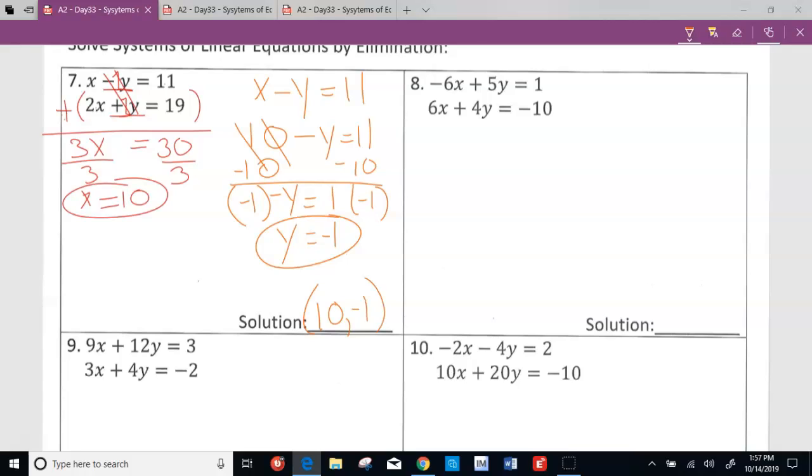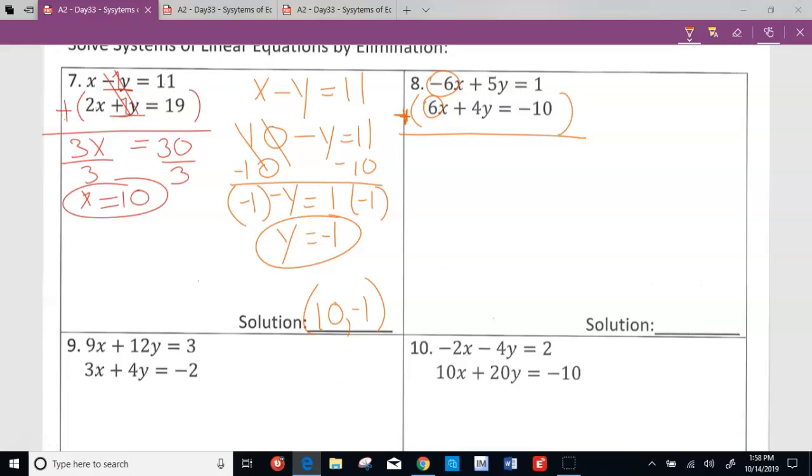Moving on for number 8, I see the same thing happening here. I have negative 6x plus 5y equals 1 and positive 6x plus 4y equals negative 10. When you have variables with opposite coefficients, like negative and positive of the same number, you can add them to cancel out one of them. So I'm going to do that here.